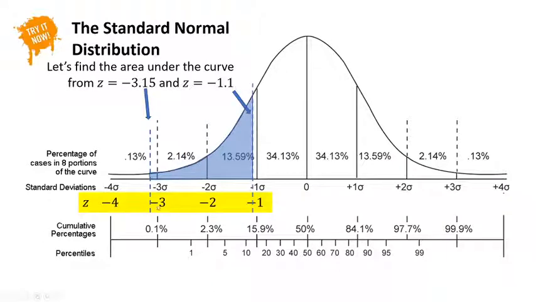So try this one here. You're trying to find the area under the curve between these two locations. z is equal to -3.15 and z is equal to -1.1. Take some time for that.